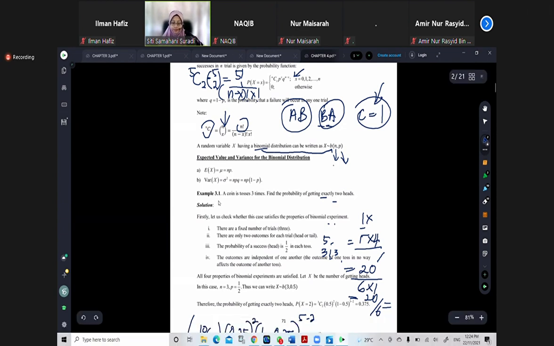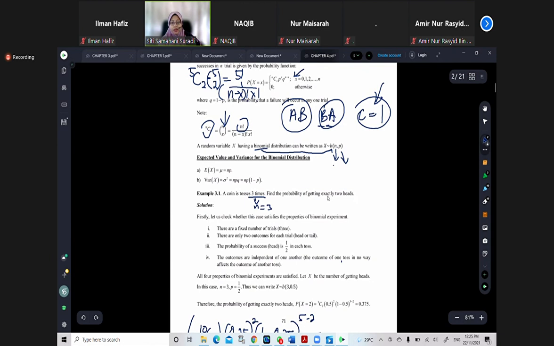Alright, so here the example, you have a coin. You toss it 3 times. So how many trials? Find the probability of getting exactly 2 heads. So that means you need to understand the question. The coin is tossed 3 times, so this is the trial, a fixed value. So the trial is 3, so n equals 3.